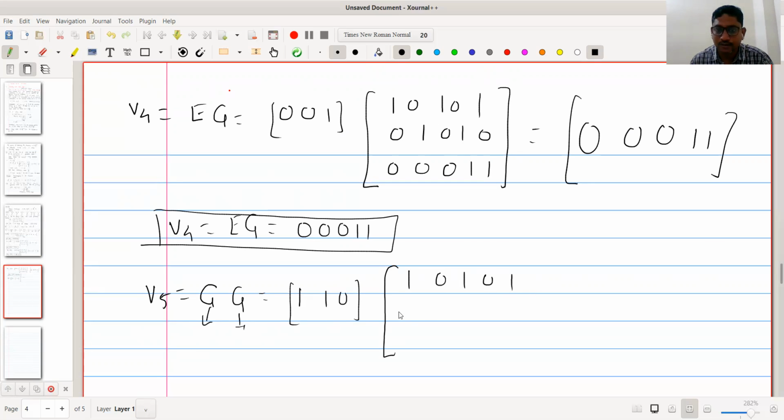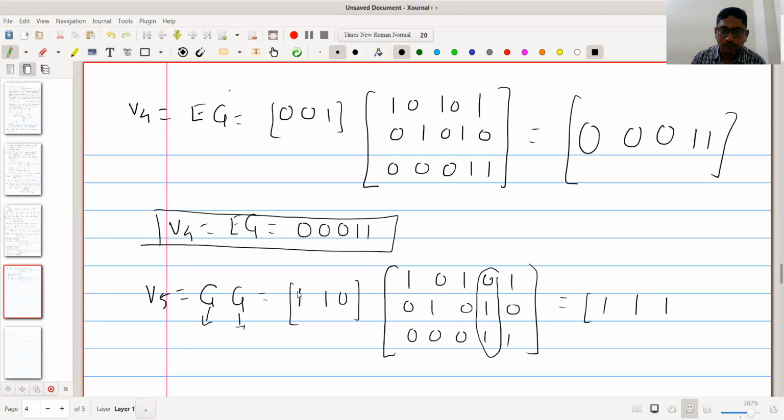So 10101, 01010, 00011. This is generator matrix G. And now the product. The last element is 0, so we are only multiplying the first two elements in each column. So 1 into 1, 0 into 1, 0 into 0. 1 into 0, 1 into 1, 0 into 0. 1 into 1, 0 into 1, 0 into 0. Multiply to this column: 0 into 1, 1 into 1, so it is 1. And at last 1 into 1, 0 into 1. So it is all 1.